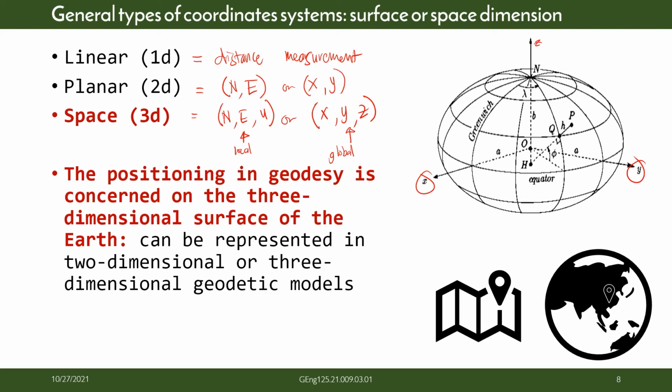So the positioning in geodesy is concerned with the three-dimensional surface of the Earth. Since geodesy considers the curvature or surface of the Earth, it is essential to consider three-dimensional positioning. From this, it can be represented in two-dimensional or three-dimensional geodetic models.